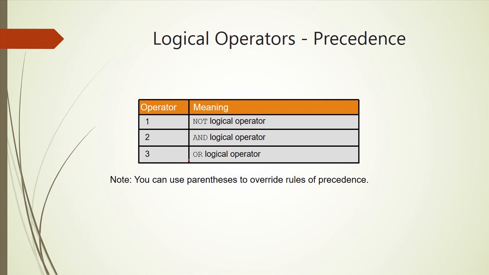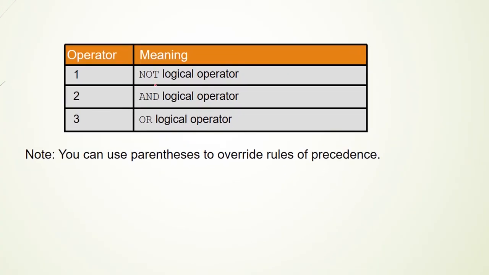Just keep in mind when you use the logical operators, there is a rule of precedence. There is a priority of one logical operator over the other. Here we have the NOT logical operator. It has the highest priority, then AND, and the last one, which is OR. NOT, AND, OR. This is the order of the priority of the logical operators.